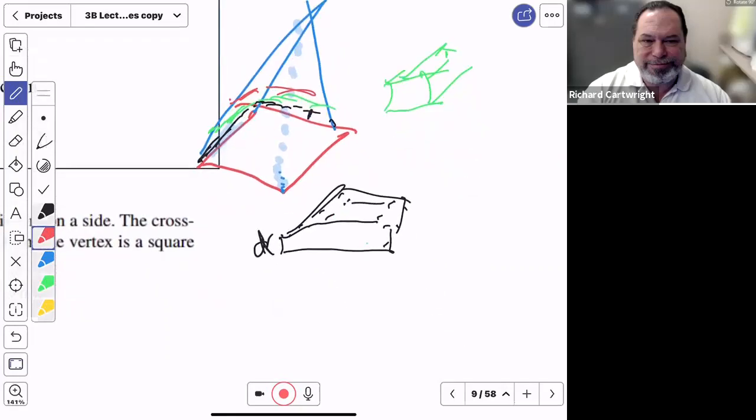So the point is this, that this square has a volume. It's the area of this square times dx. That's the volume of this particular piece. It's the area of the square, which is side by side, side squared, times the height, which is dx, or delta x if it's not super small.